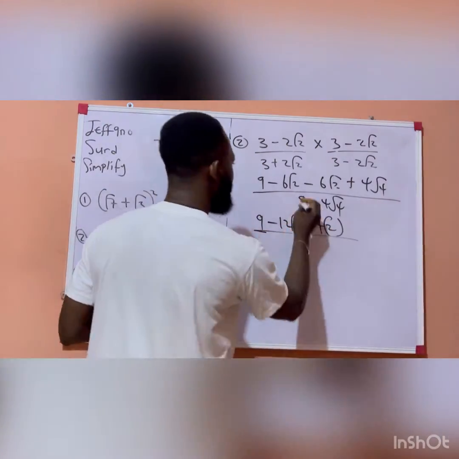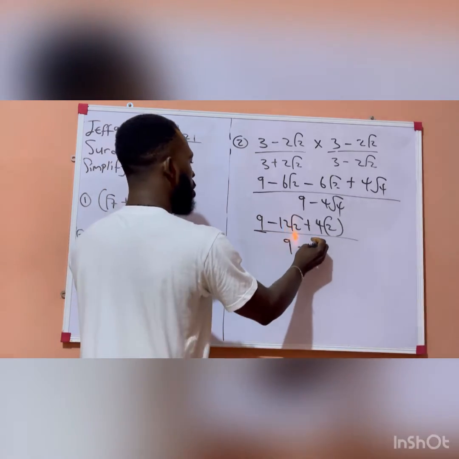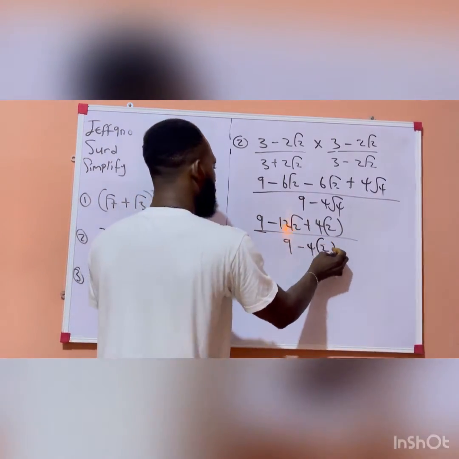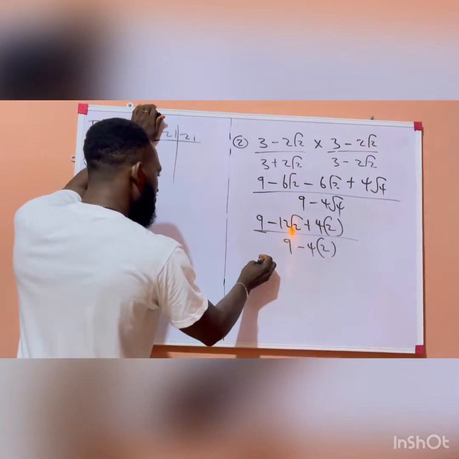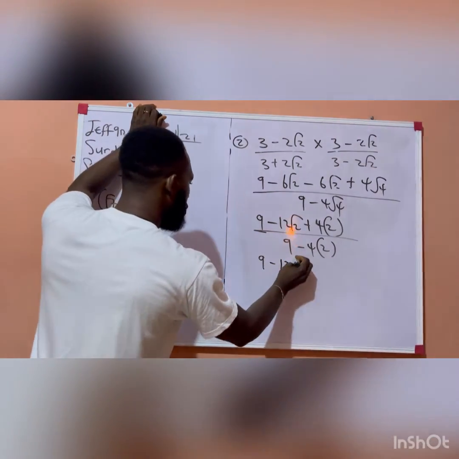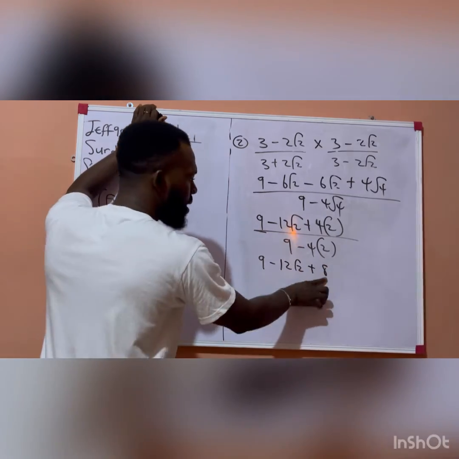All over, here becomes 9 minus 4. Also, the square root of 4 gives us 2. Now let us continue. It becomes 9 minus 12 root 2 plus 8. Now how did I get 8?